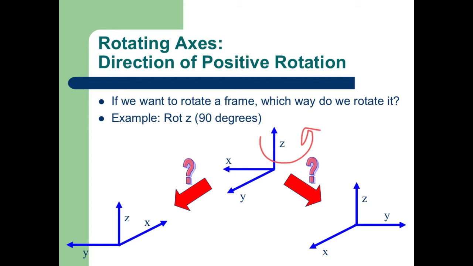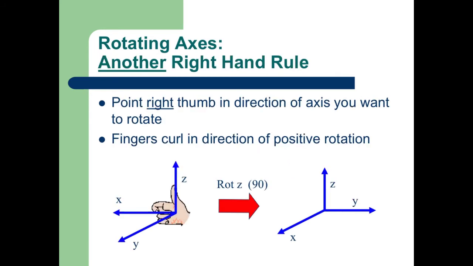So we just need to agree how we're going to do this, which direction we're going to consider to be positive 90 degrees and which direction we're going to consider to be negative 90 degrees. So we just need to come up with a convention, something we agree on. And since most people in the world are right-handed, we tend to agree on rules that are based on our right hand. So that's what we're going to do for this as well.